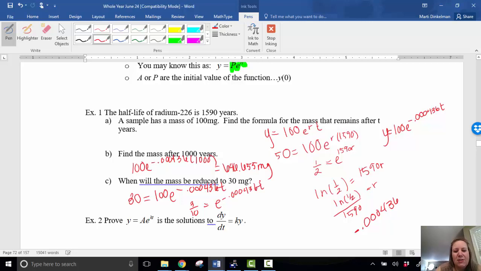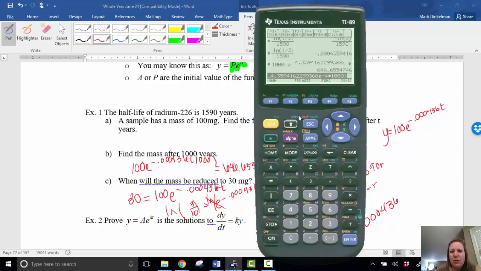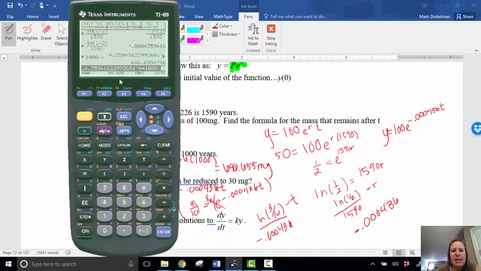We also have the solve feature. I'm actually not sure why I'm working so hard, but I'm going to pretend we don't have the solve feature on the calculator. So we're going to have natural log of 3/10, and I'm going to cheat a little bit here and say we're going to have to divide that by negative 0.000436 to isolate time. Again, we do have that solve feature on the TI-89, so we probably didn't really have to work so hard, but that's okay. It's worth it just in case.